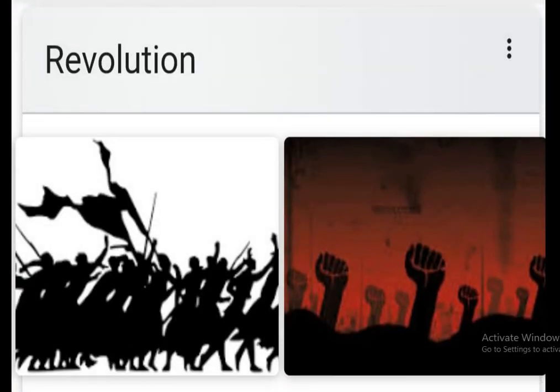Revolution. What do you mean by revolution? It's a violent action by a mass of society against anything, especially against the prevailing government.